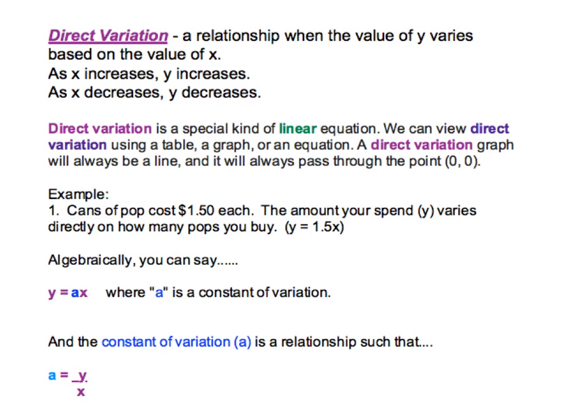Direct variation is much like a linear relationship, where as x increases, y increases, or as x decreases, y decreases, which means they're both going in the same general direction. You can look at the examples down here: cans of pop, the more pop you buy, the more money you make. The general basic form is y equals a times x, where a is a constant of variation, and it's usually very similar to a slope in a linear equation.